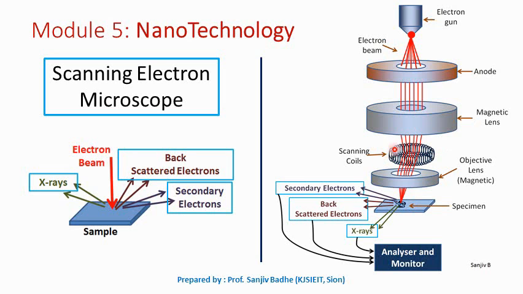Then we use a scanning coil here. This scanning coil will deflect this electron beam in a particular direction. By using a suitable signal, the electron beam is deflected in a particular direction so that it can strike at different points on the sample surface. Whichever region on the sample surface is to be analyzed, the deflection is obtained accordingly.